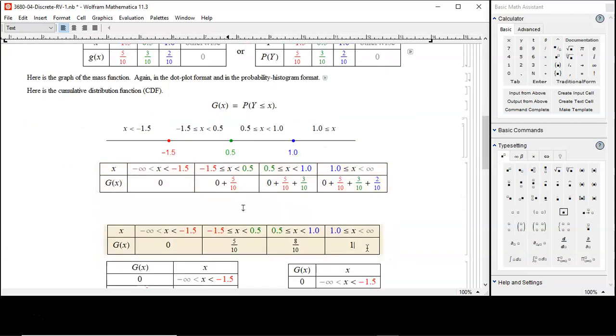So we ended up with this: 0, 5/10, 8/10, and 1 eventually. And then the threshold is these points: negative 1.5, 0.5, 1.0.